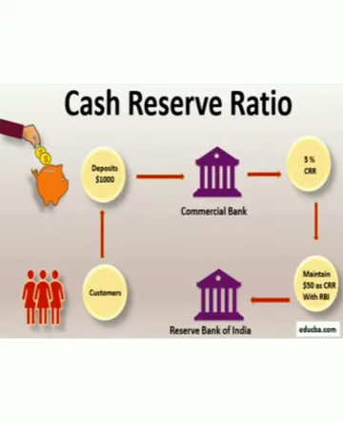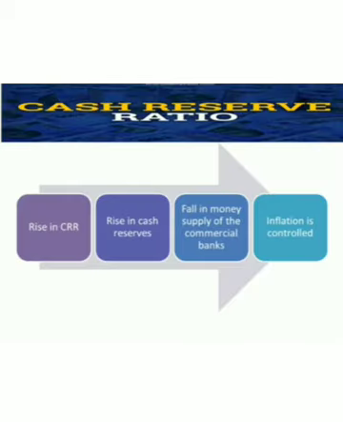Here you can see the process of cash reserve ratio: the customer deposits money in the commercial bank, and the ratio fixed by RBI, that is 5%, of the total deposits is kept by the commercial bank in the Reserve Bank of India. CRR is used to control the money supply in the economy.